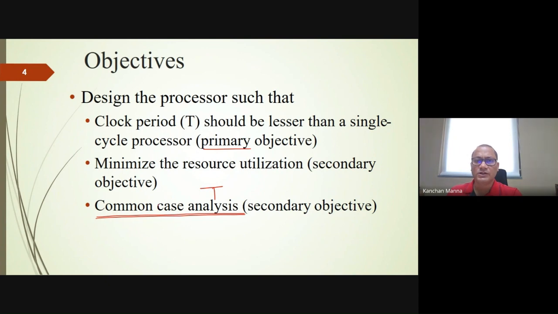So what are the objectives then? The primary objective is to minimize the clock period. Besides that, we have secondary objectives: we want to minimize the resource utilization, and also we'll take care of each individual case. Cases mean each instruction, and we'll give the exact amount of time each instruction needs to finish its execution. So these three are the objectives.